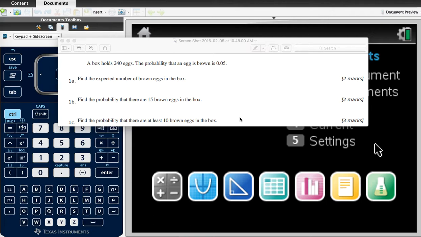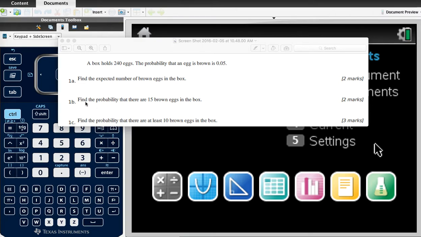So the first question is easy enough. We don't really need the GDC too much to do this, just apart from a basic calculation. The expected number of brown eggs in the box, well, that's simply the number of eggs that we have in total, so the n value multiplied by the probability of having a brown egg. If we multiply those two things together, we'll figure out the expected number of eggs that we get, so n times p, which in this case is going to be equal to 12.